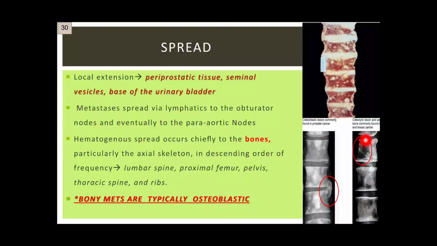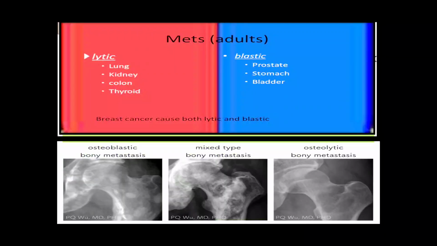If they are destroying the bone, they appear like these dark areas, then they are called osteolytic lesions. So the secondaries of prostatic carcinomas are osteoblastic. Again, it is an important question for MCQs. So this is a little piece of information about the different types of metastatic deposits, some of which are lytic and some of which are blastic.